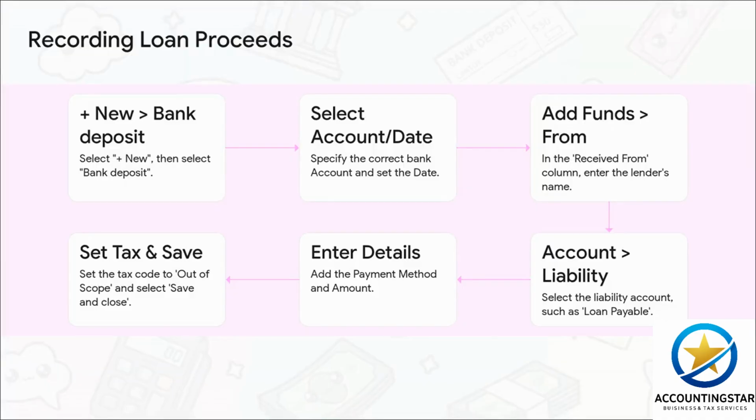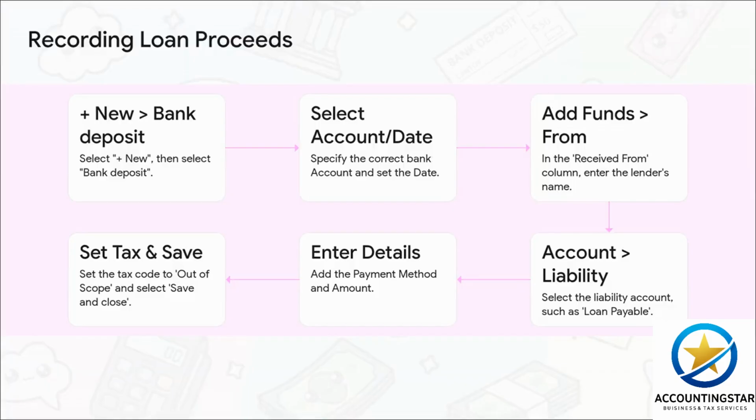Under the account column, you are not going to pick an income account. Nope. Instead, you're going to find a liability account, something like loan payable. This is the key. This is you telling QuickBooks, hey, I got this money, but it's not mine to keep. I have to pay it back.